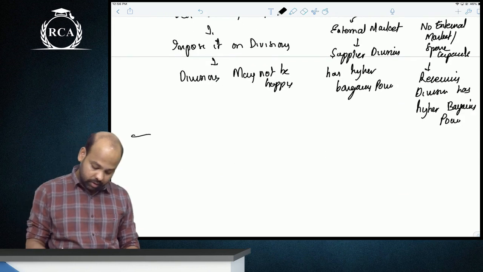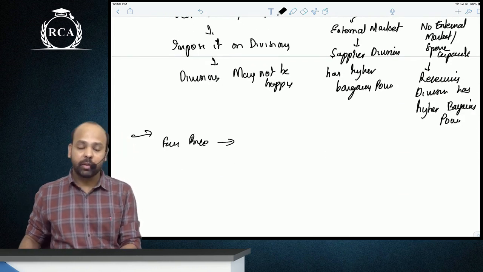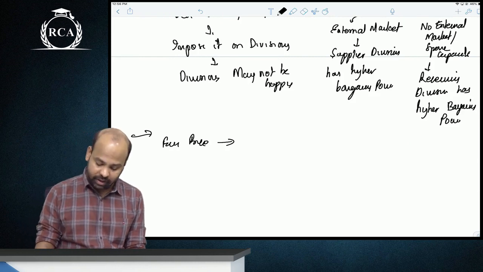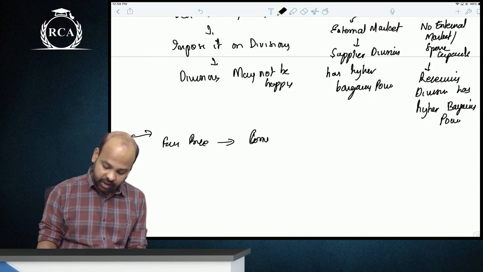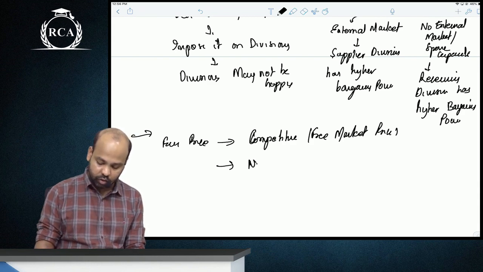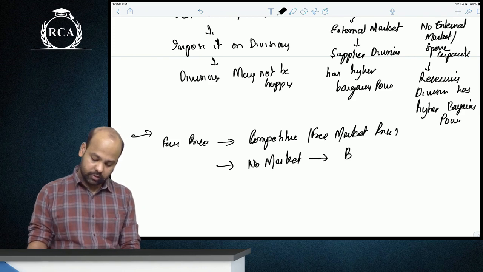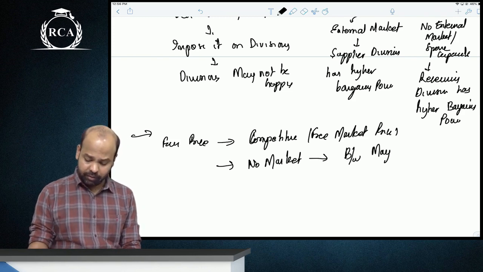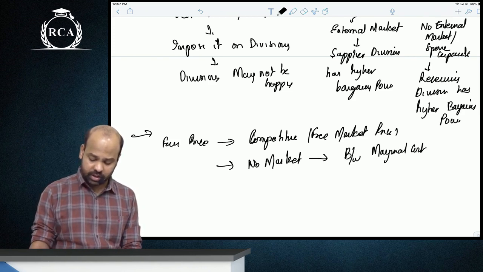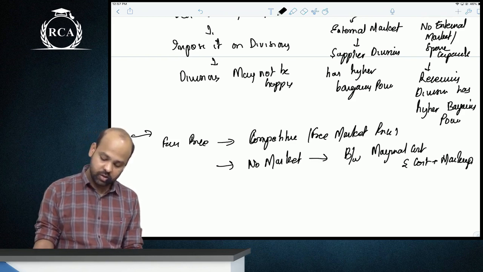Is it clear? Fair price as such, guys, everyone is fighting, everyone wants their own profit. Fair price can be the competitive price, the prevailing free market price. If there is no market, it will be somewhere between marginal cost and cost plus markup, somewhere between these two, guys.